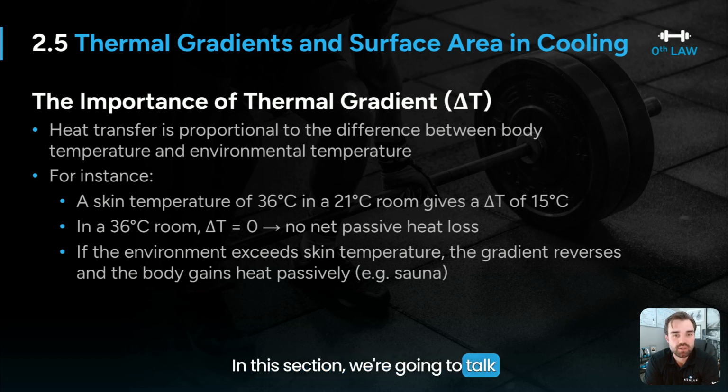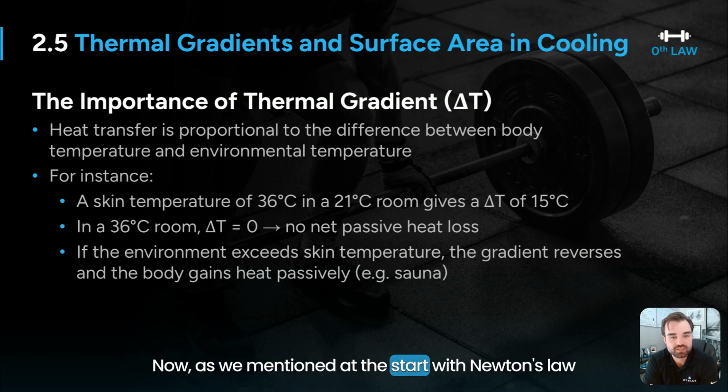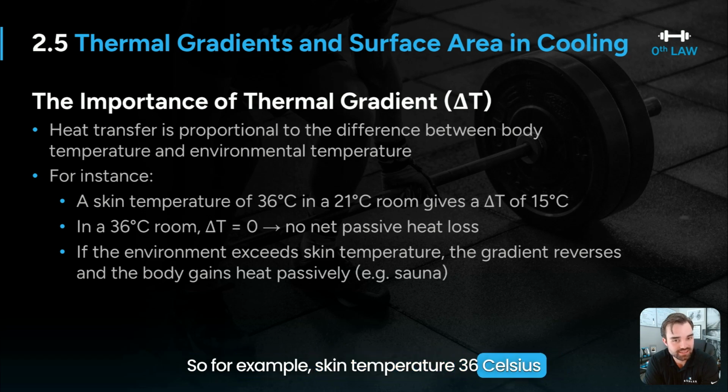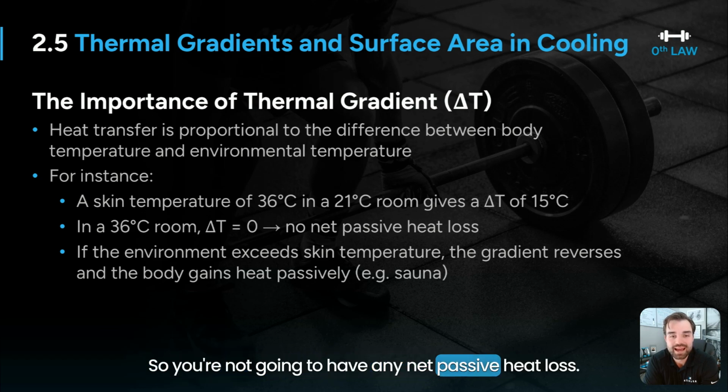In this section, we're going to talk about thermal gradients and surface area in cooling. Now, as we mentioned at the start with Newton's law of cooling, thermal gradient is directly correlated to the total rate of heat transfer, so it's completely proportional. So, for example, skin temperature 36 Celsius in a room of 21 gives you a delta T of 15, whereas if you are in a hot environment at 36 Celsius, your delta T is 0, so you're not going to have any net passive heat loss.